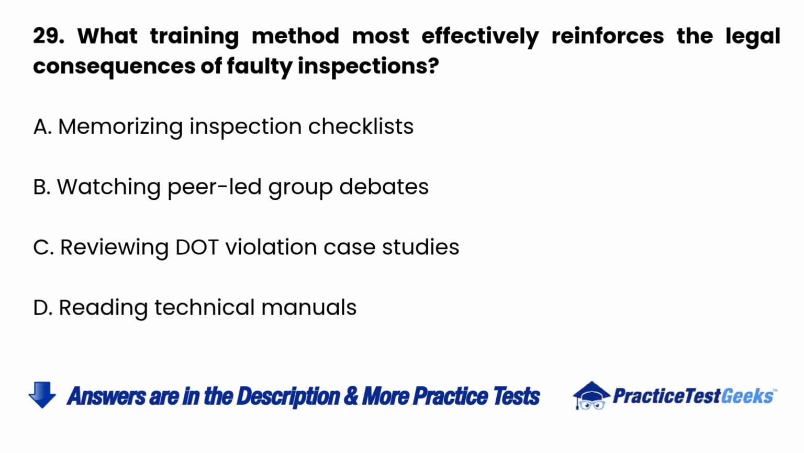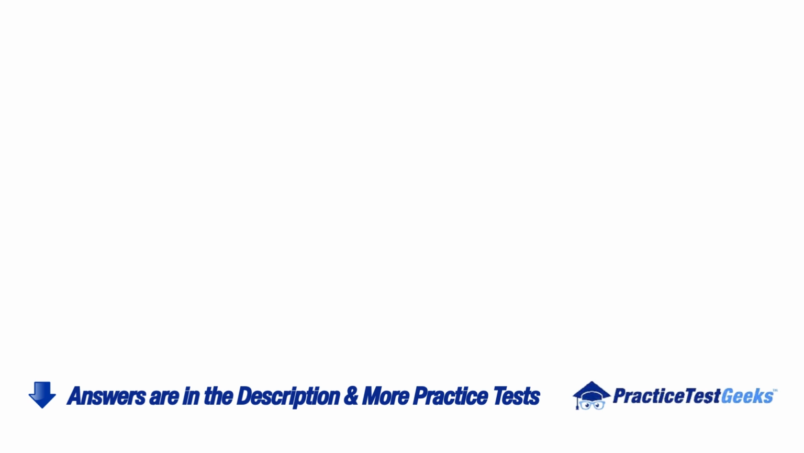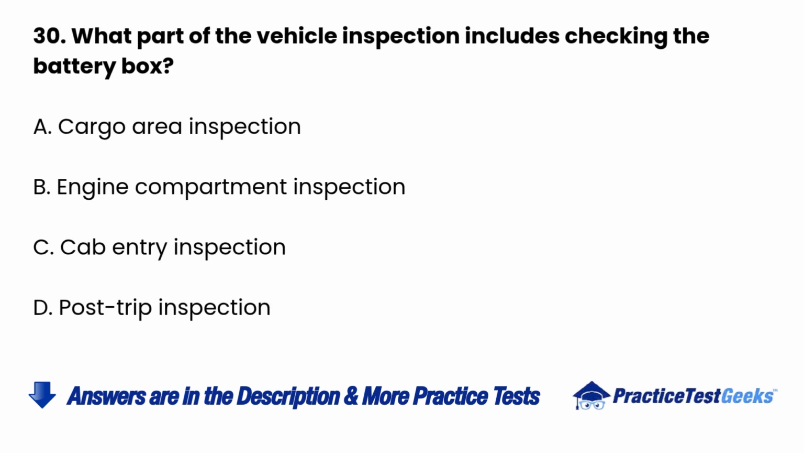A. Memorizing inspection checklists. B. Watching peer-led group debates. C. Reviewing DOT violation case studies. D. Reading technical manuals. 30. What part of the vehicle inspection includes checking the battery box?